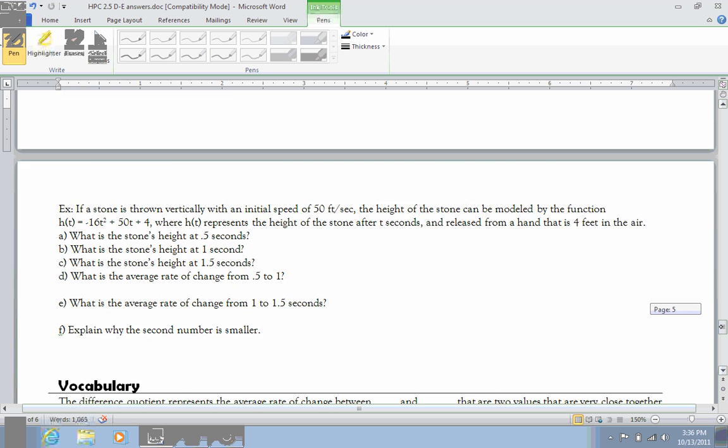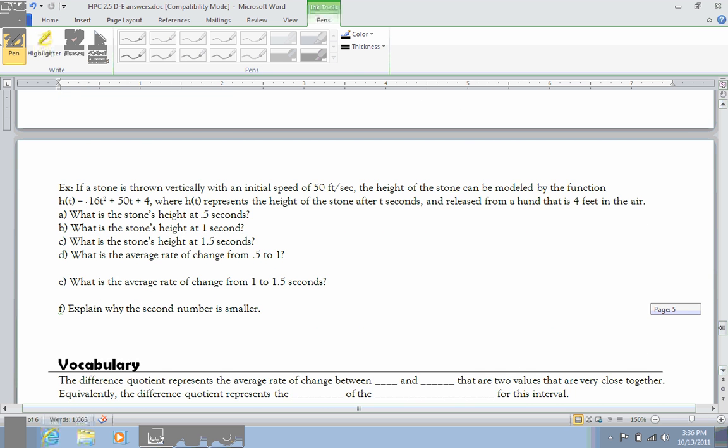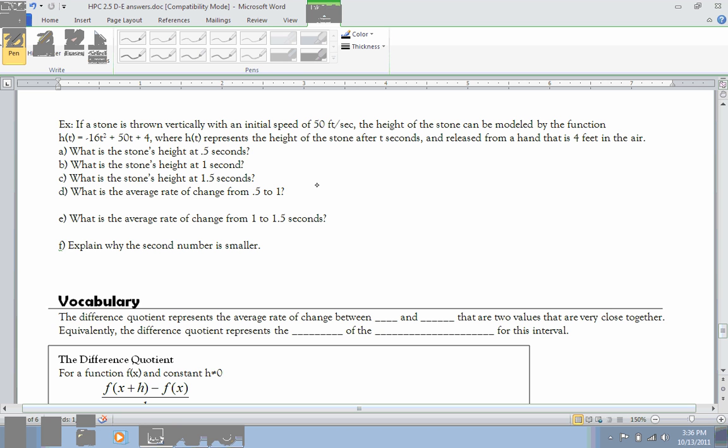On the next example, we have a stone. It's thrown vertically at an initial speed of 50 feet per second. The height of the stone can be modeled by this equation where you've got gravity, velocity, and initial height. For the stone's height at 0.5 seconds, you literally are plugging in 0.5 for the t and solving. That value would be 25.